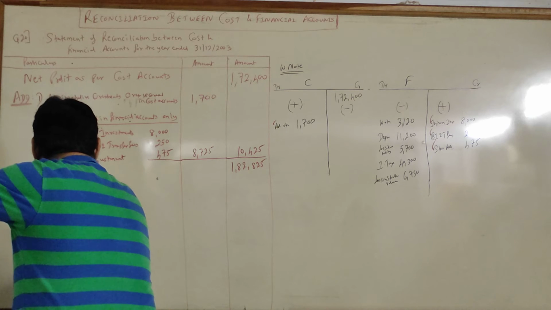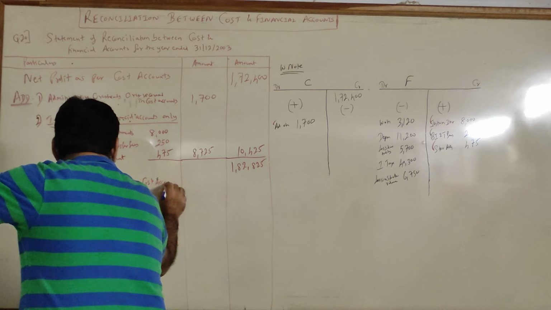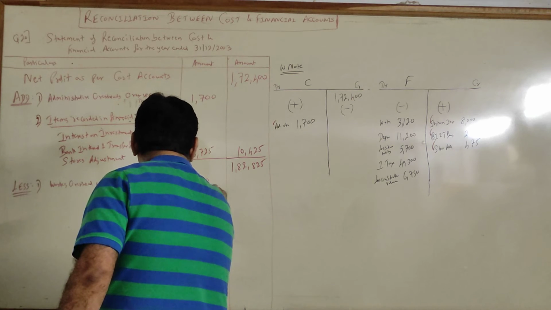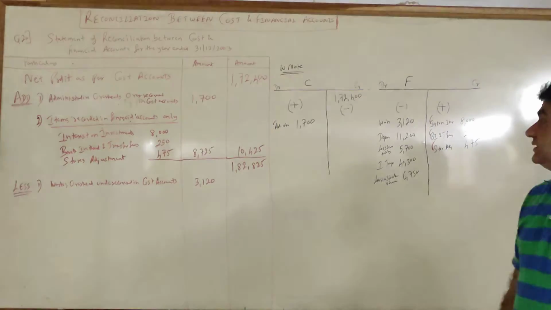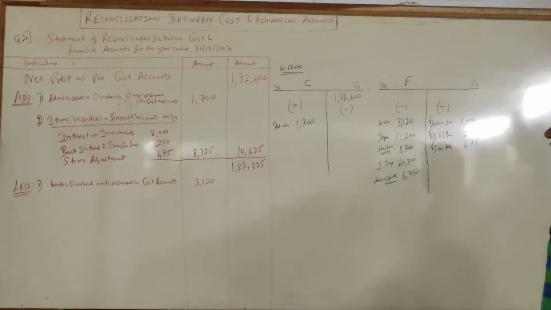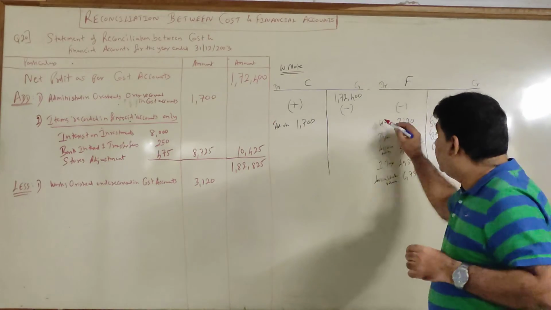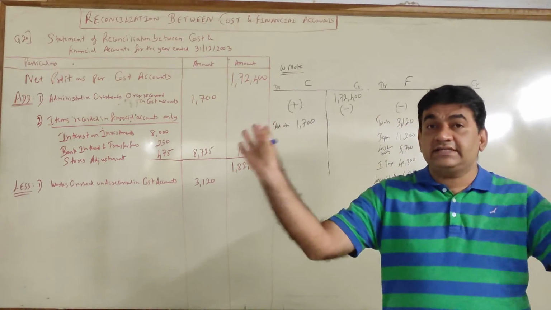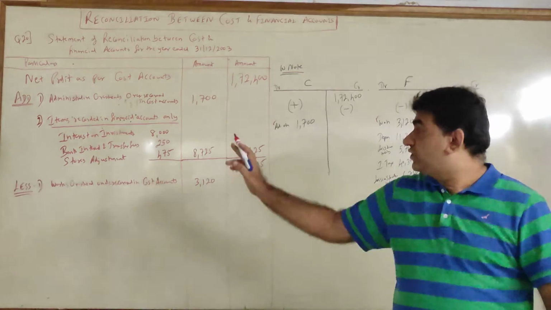Okay, so let's take first works overhead under recovered in cost accounts, 3,120. Works overheads under recovered in cost accounts 3,120. Done with this. See, under recovered, over recovered means what? It is recorded at both the places. One side it is more and one side it is less. So we record it separately.